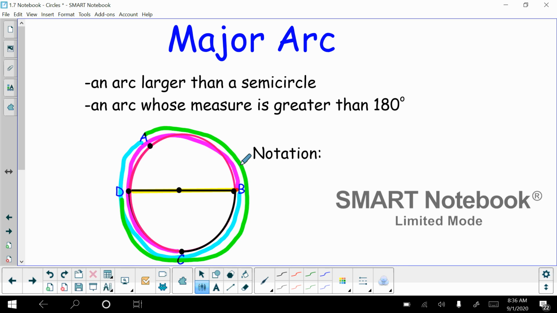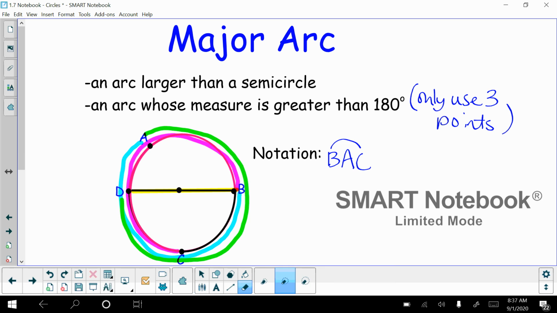So the pink arc I'll do in red. You can name it B, A, C. And notice it follows that pattern, B to the A to the C. You don't want to use the D because you only use 3 letters, okay? So only use 3 points to name it, of course, okay? The blue arc, actually, let me erase that so you can kind of see which corresponds to what.